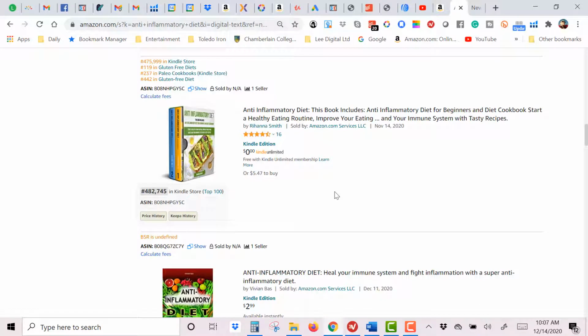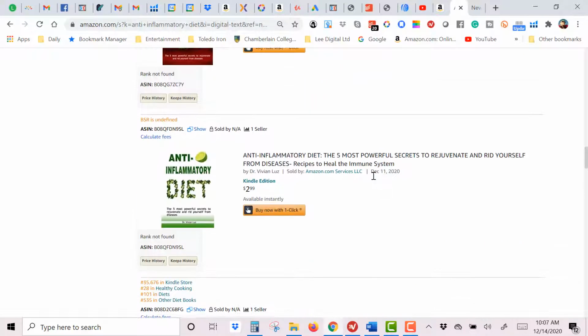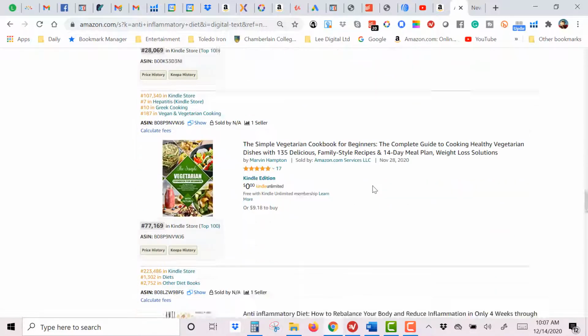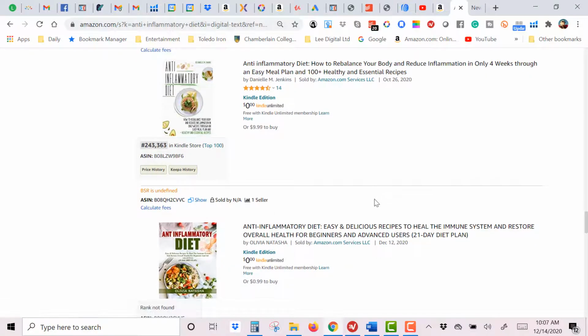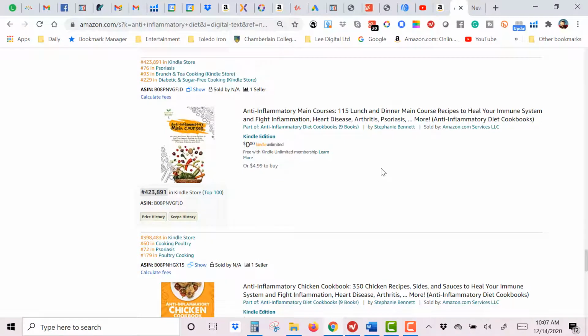This is a bundle here, 2 books. Only 16 reviews. No, this was out of November. That's not going to work. Let's see here. Just scrolling down, trying to find a self-publisher here that has not published so recently. December, November.